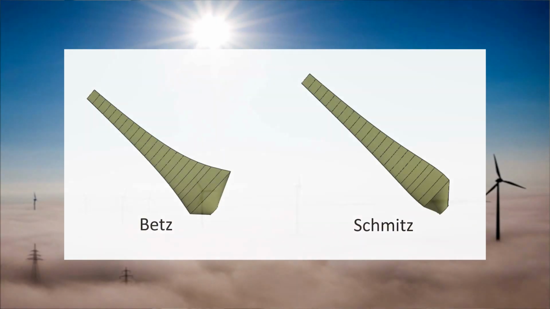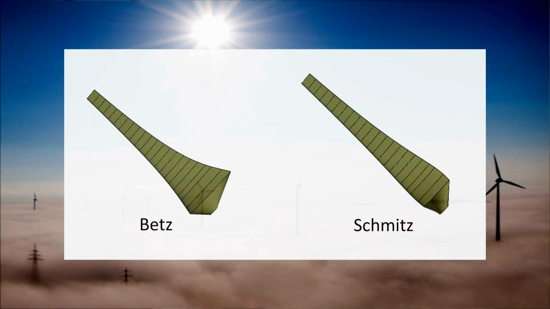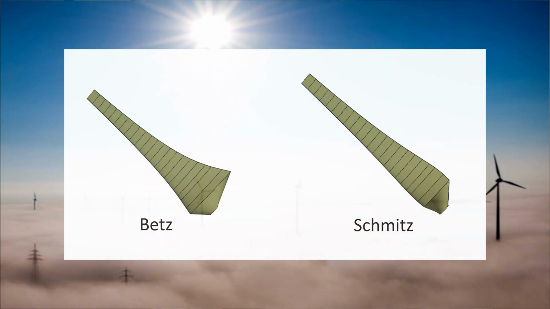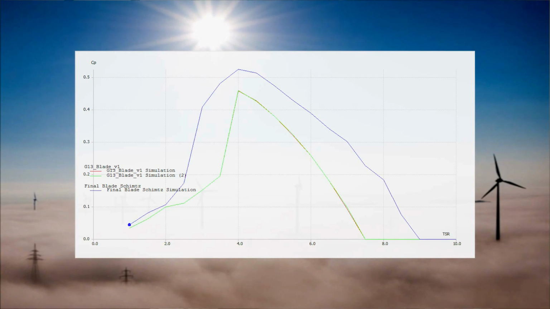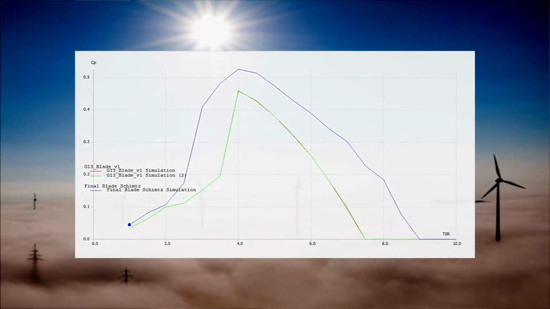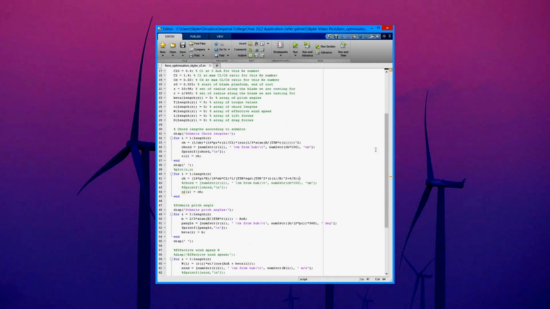Using aerofoil SG6043 and a circular root, we created an initial model in Q-blade. We used the program's Schmitz and Betz calculations to create 2 blades for comparison. The Schmitz design blade excelled at CPmax and CT at our optimized TSR of 4 as compared to the Betz design blade, validating our theoretical considerations.